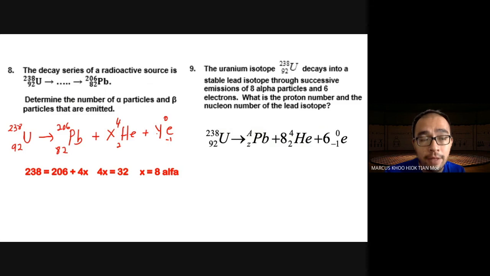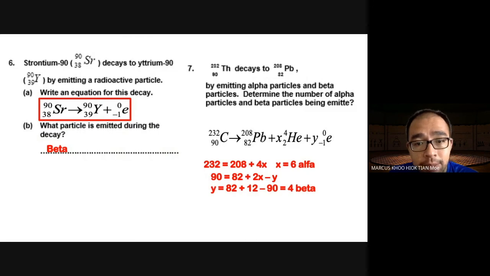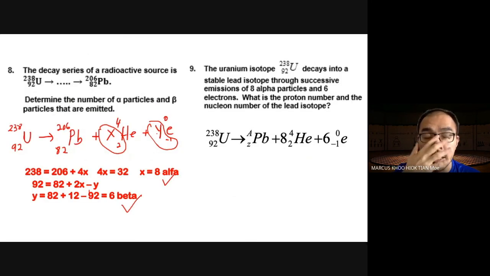Okay, and then after that, form the equation at the bottom. 92 equals 82 plus 2x plus negative 1y. And when you calculate that, you get 6 beta. So there are 8 alphas and 6 betas produced over 14 decays before it becomes stable. So it's possible, you can have 14 decays. In this case, it's 10. So this is by far the easiest way to solve this: form the two equations according to the chemical equation.